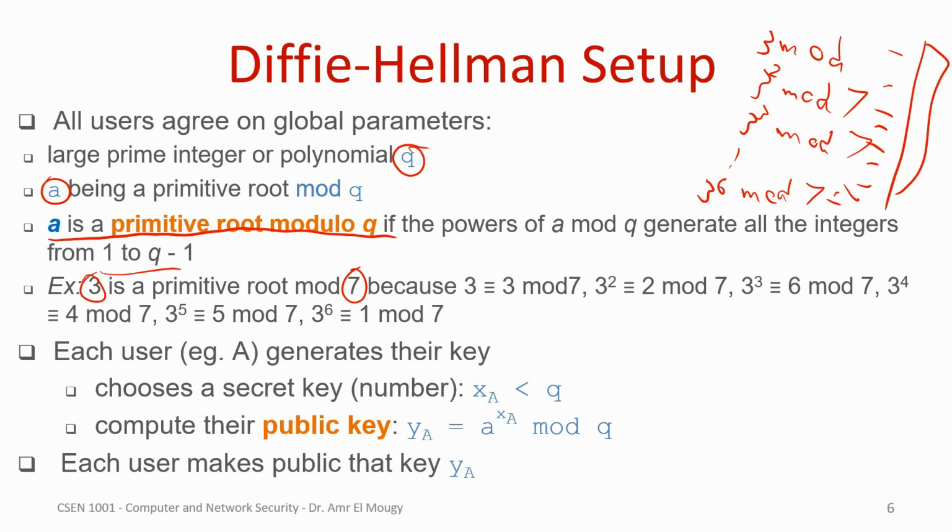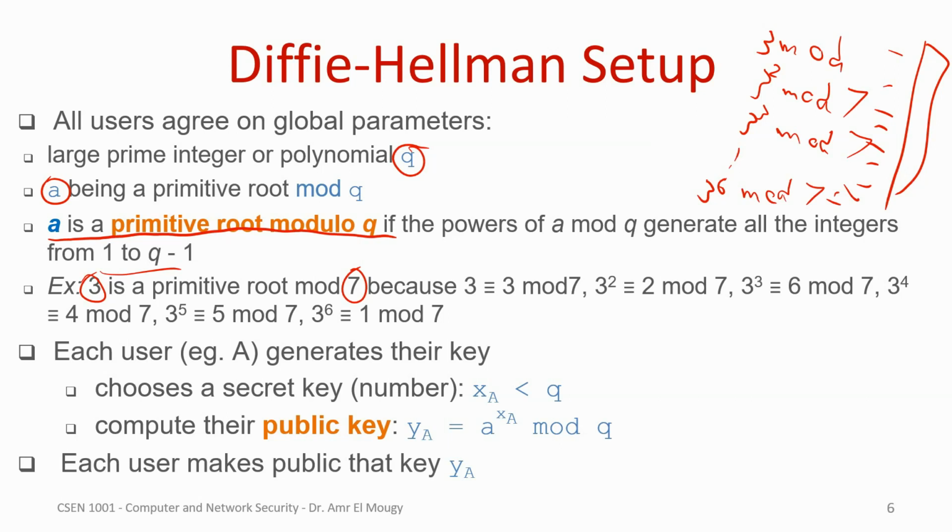So not all numbers are primitive roots. 3 is a primitive root mod 7, and in fact, the number 7 has a number of primitive roots. There is no specific way to determine whether a number is a primitive root or not. You just have to figure out its powers.